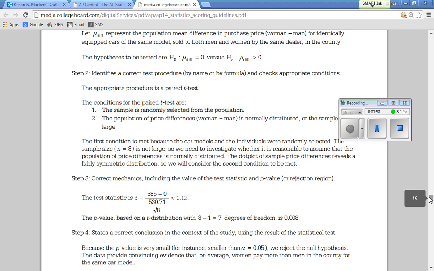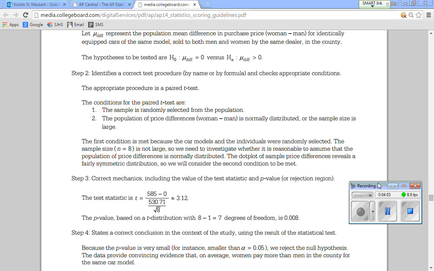You had to check your conditions. The conditions were randomly selected. It was 1 sample, right? Randomly selected. The population of price differences is normally distributed, or the sample size is large. What was the sample size, by the way? 8. So what did you have to do? Were you told it was normal? Uh-oh.